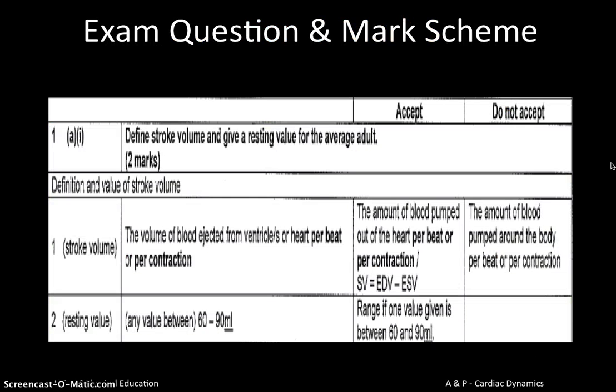So I've thrown in an exam question just to illustrate what you might be asked. So the question asks you to define stroke volume and to give resting value for the average adult. So it asks you to give the value, so you must know that, and if you don't put the unit you don't get your mark, so you must have put millilitres. Interestingly here you've got columns which say accept and don't accept. So accept the amount of blood pumped out of the heart per beat or per contraction, but don't accept the amount of blood pumped around the body. So it asks you to specify out of the heart or out of the ventricles, even better.